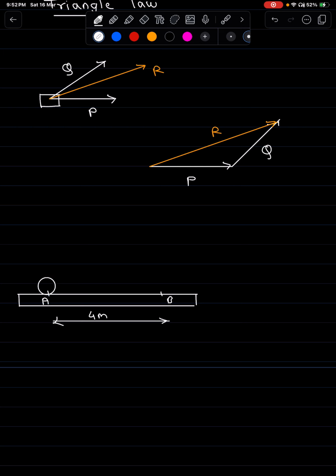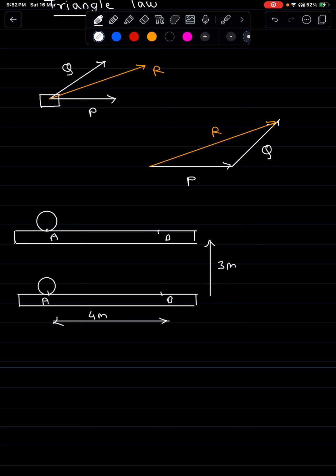In the first scenario, let us say the object goes from A to B, that is covering a distance of 4 meters in 1 second. Now in the second scenario, let us say the plank itself is being lifted up by a distance of 3 meters. So where will the object go? It will go up the distance of 3 meters. This is 3 meters.